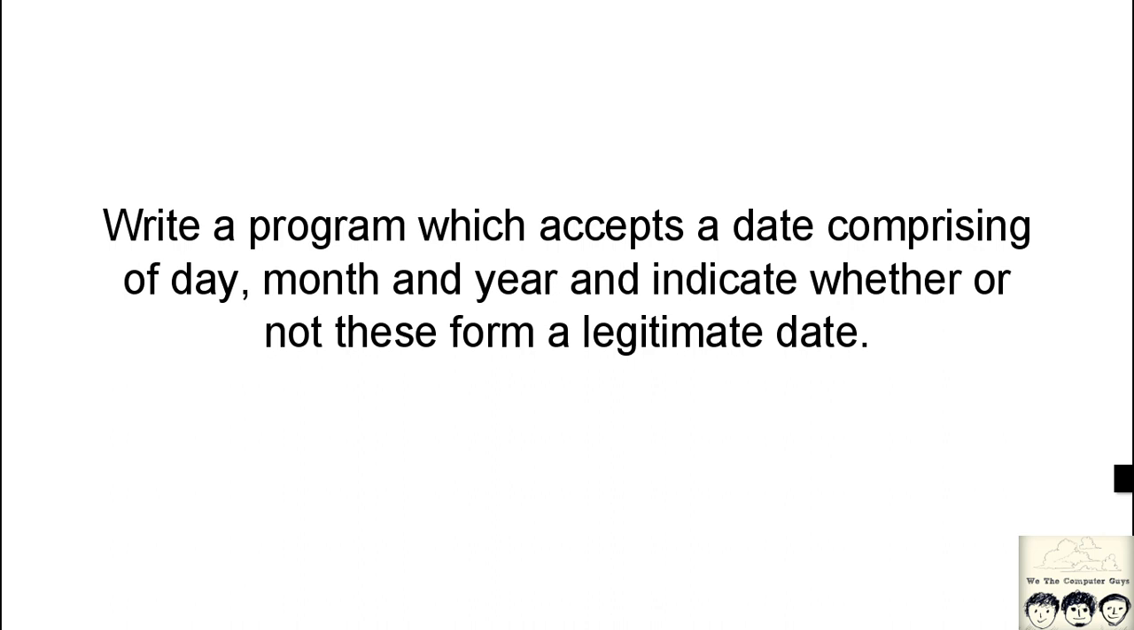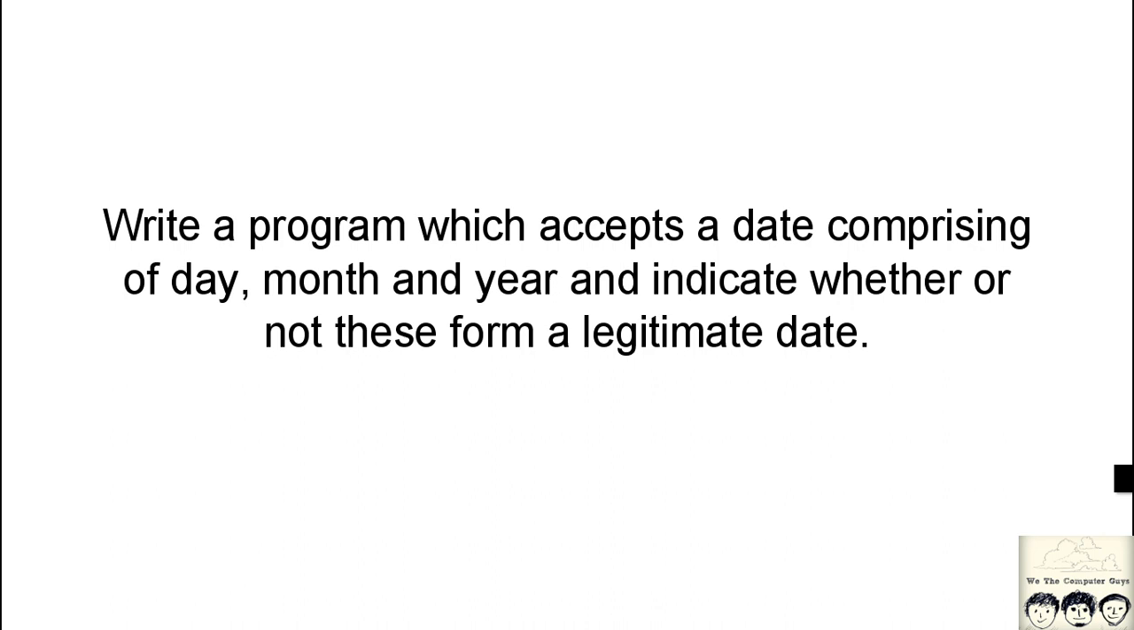Now what do I mean by a legitimate date? Say I say 32 December 1990. Now 32 December does not exist. In December there are only 31 days, right? So that's not a legitimate date. But if I say 1st December, that means the date exists, so it's a legitimate date.